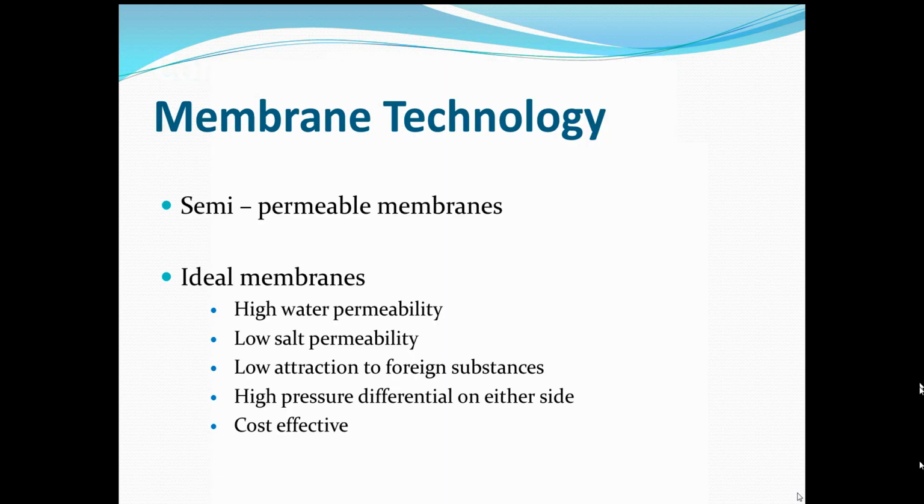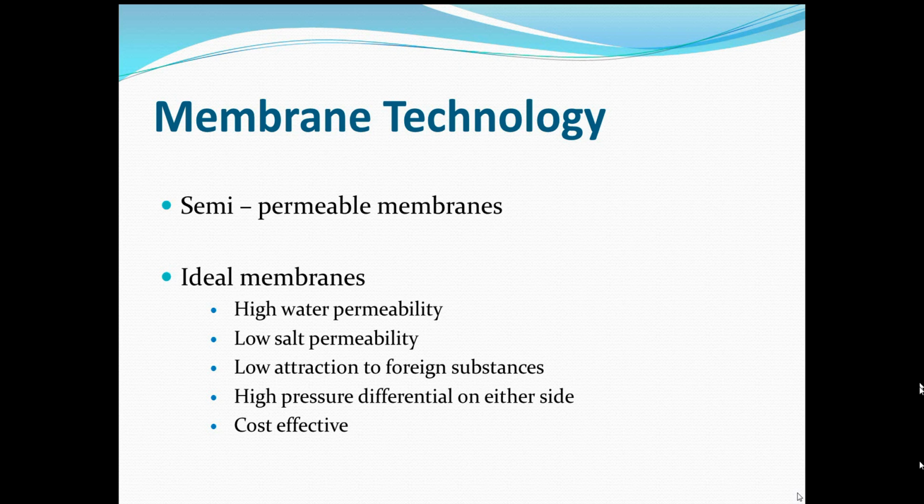Now, coming to the membrane technology. We have already discussed that semi-permeable membranes are generally used for this kind of technology for power generation. What are the ideal properties of the membranes which would help in generating the osmotic power, or which would help the solvent molecules to move freely to the saline water side? The first thing is it should have high water permeability. That means it should allow the water to pass through it very efficiently.